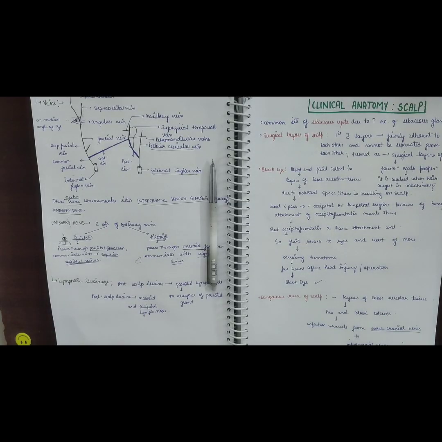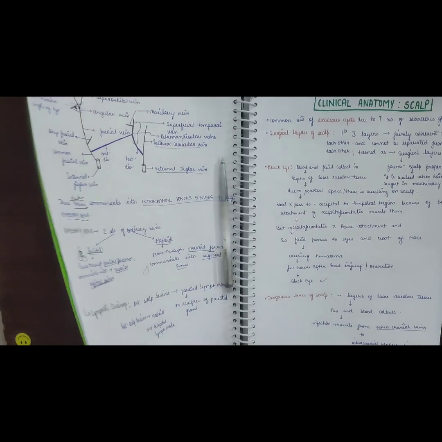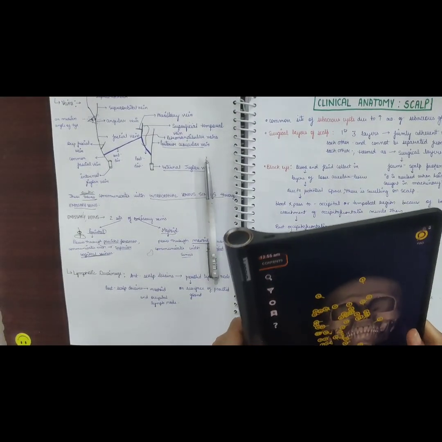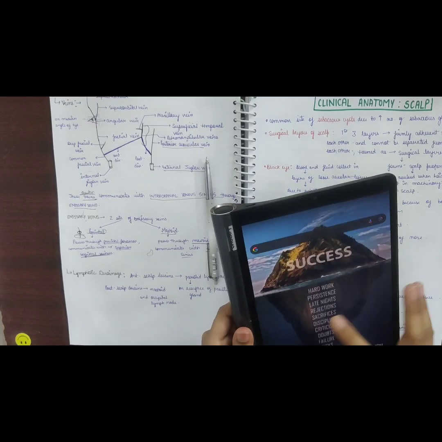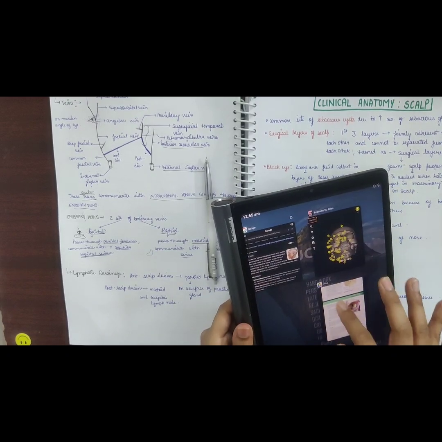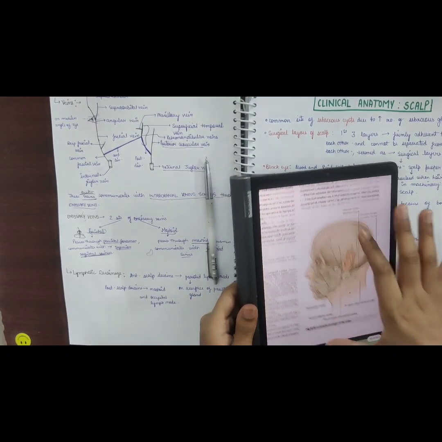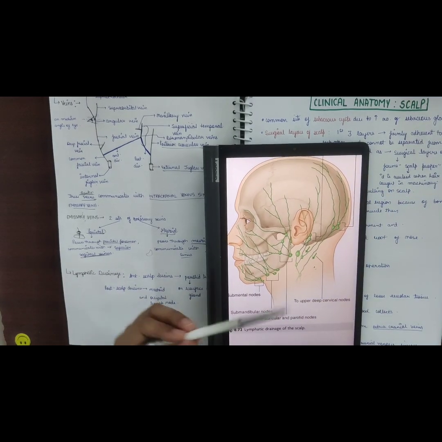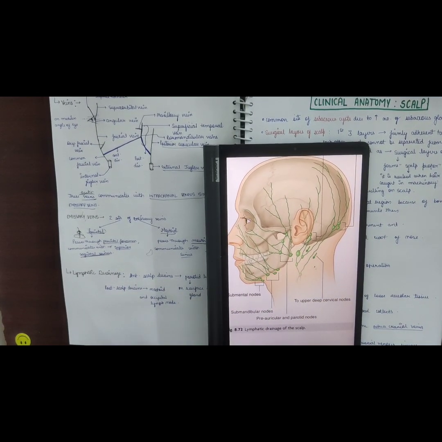So, lymphatic drainage. We have lymphatic drainage from two sides. First is the anterior and then the posterior. So I'll show you an image showing the lymphatic drainage of the scalp. Right. From this picture you can see the lymphatic drainage on the posterior side and on the anterior side.